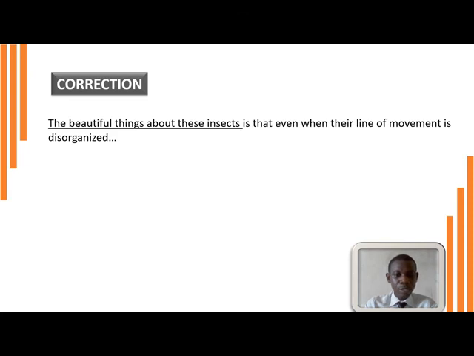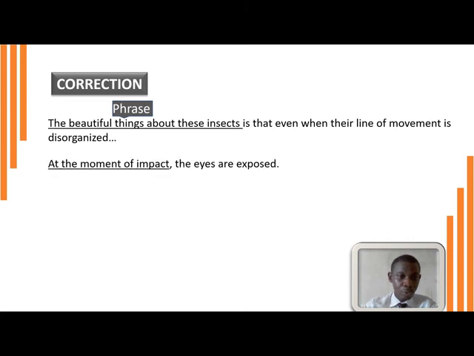The beautiful things about this insect is that even when their line of movement is disorganized. So what we have here is the beautiful things about this insect. Is this a phrase or clause? Okay, let's check it. The, article. Beautiful, adjective. Things, noun. About, preposition. This, pronoun. Insect, noun. Now, no single verb. So this is a phrase. So move on to the next one.